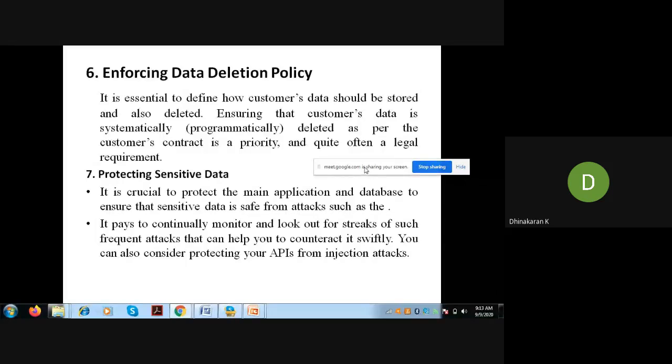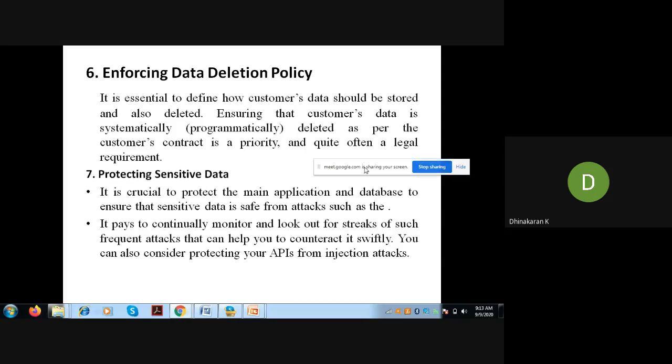It is essential to define how the customer data should be stored and also deleted, right? Like truncate and delete. With truncate, the data is deleted but the schema is still available; with delete, the schema is also deleted, and only the memory remains in the space. Likewise, it is essential to define how the customer data should be stored and deleted, ensuring that customer data is systematically or programmatically deleted as per the customer contract. The contract is based on your SLA. The contract is a priority and quite often a legal requirement.